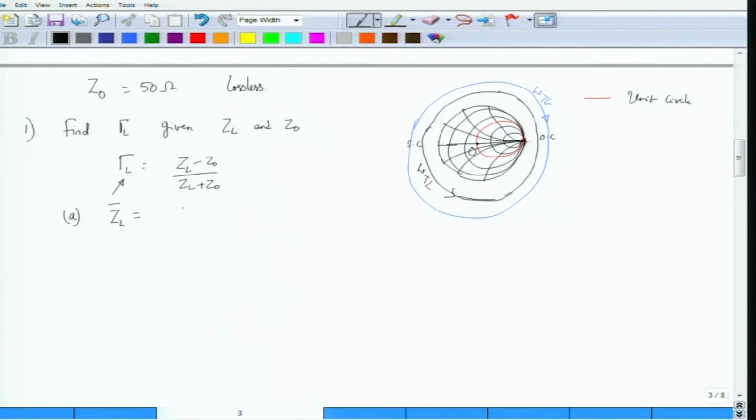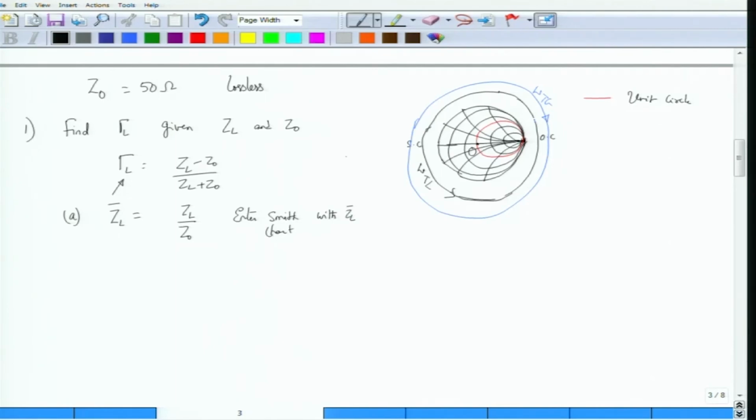So normalized impedance is nothing but ZL divided by Z0, and there are no units for this normalized value because Z0 is in ohms, ZL is in ohms, therefore ZL bar is a dimensionless quantity. This is just a number. So you enter the Smith chart with ZL bar.